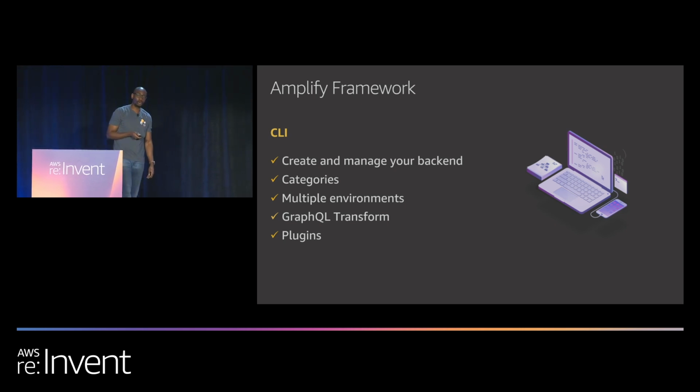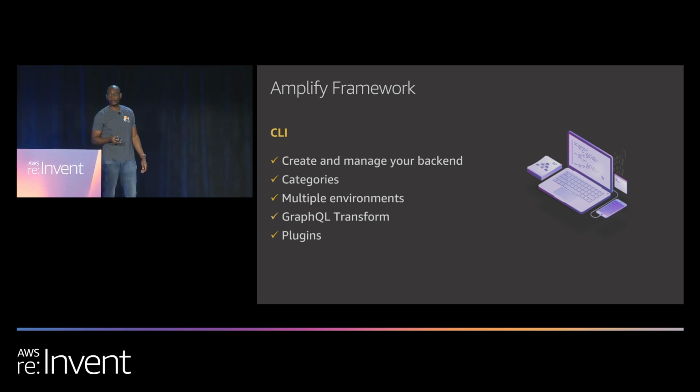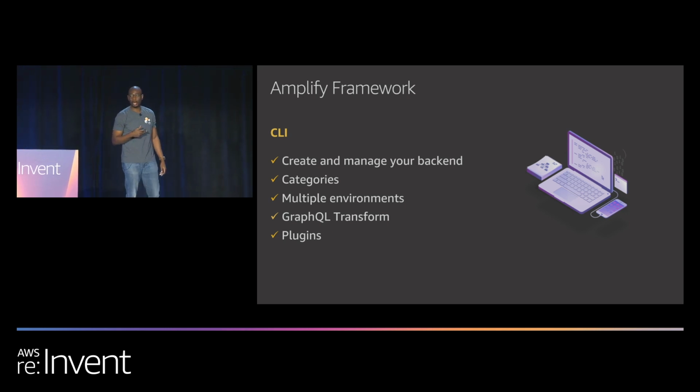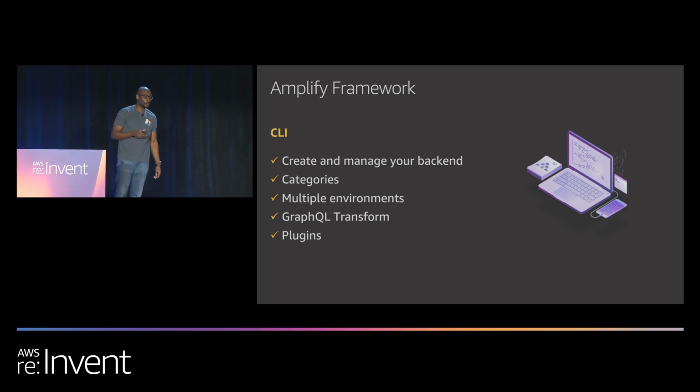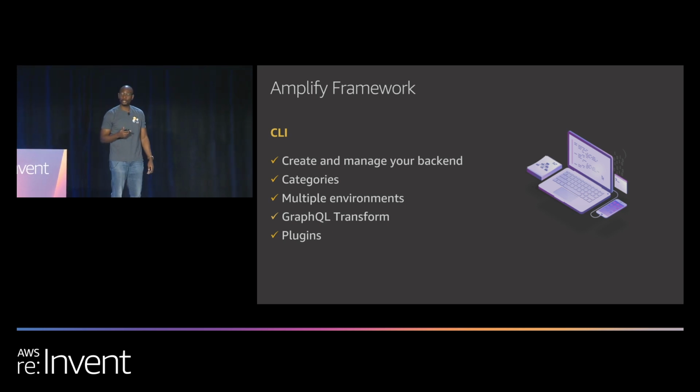So the GraphQL transform allows you to write minimal schemas with a set of directives that then generate a fully functional and compliant GraphQL schema that you can then deploy to AWS AppSync, which is our managed GraphQL service. So just with a couple of lines of code, with a minimal schema, with a set of directives that we provide, you can have a fully functional API really in the matter of minutes.